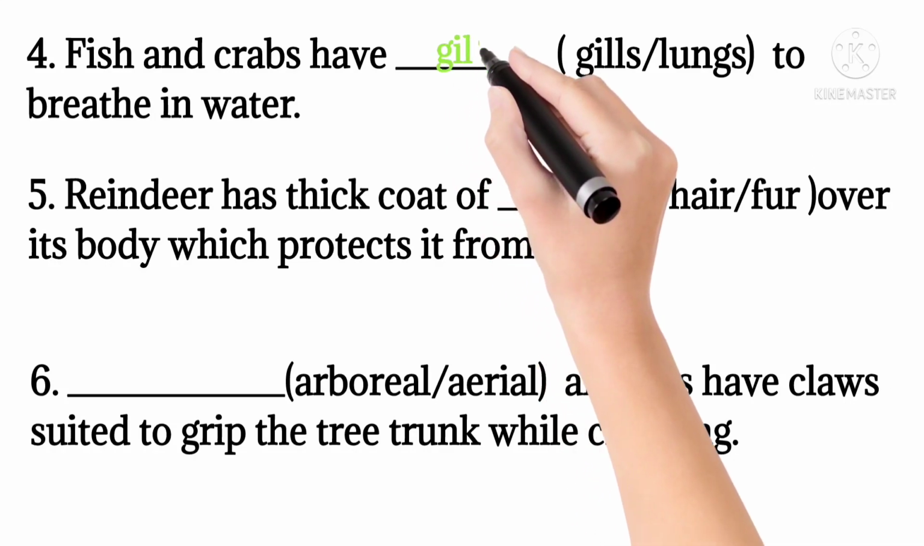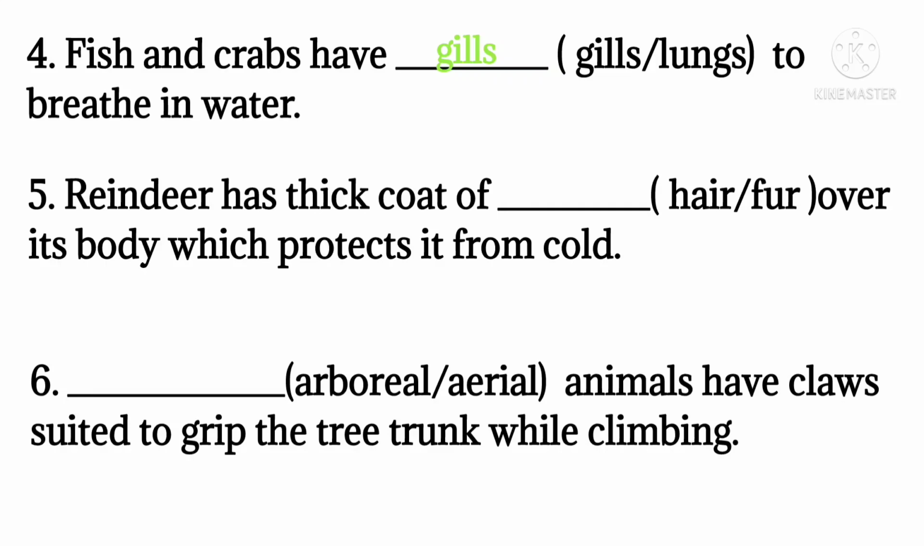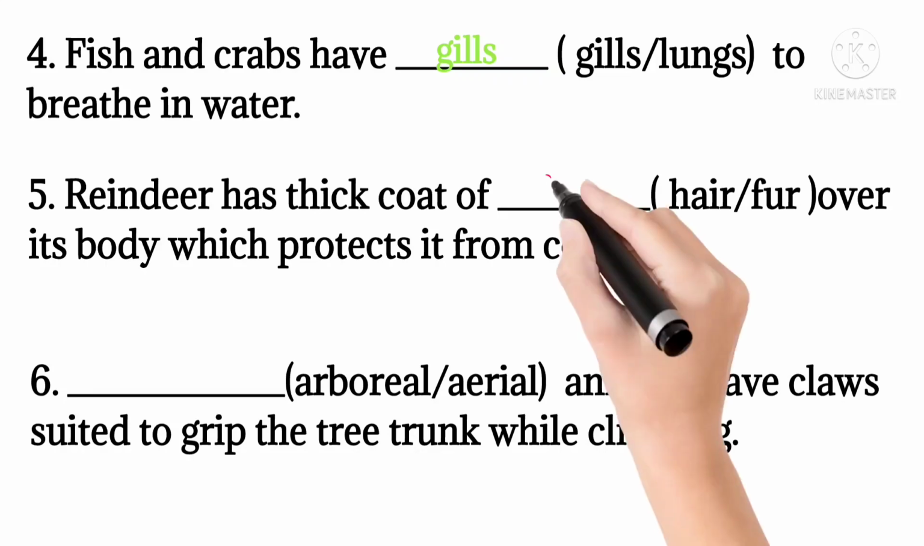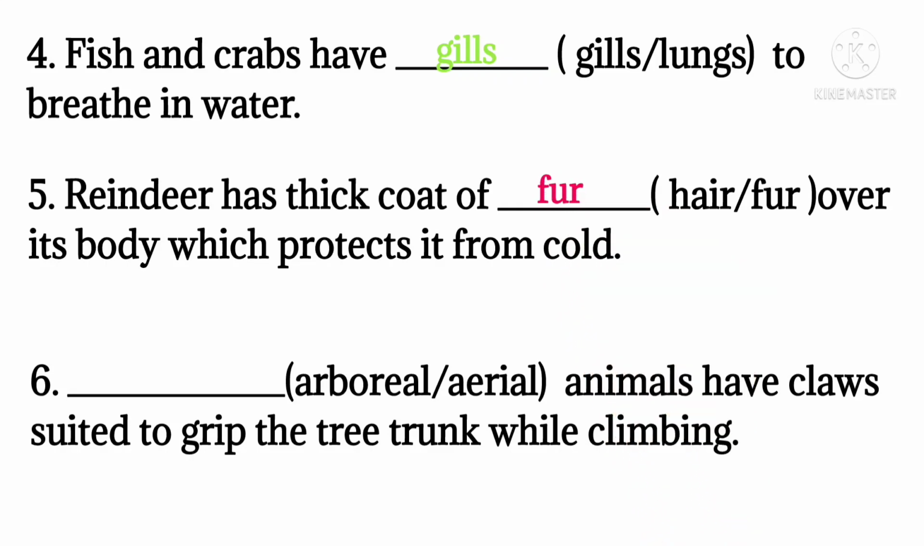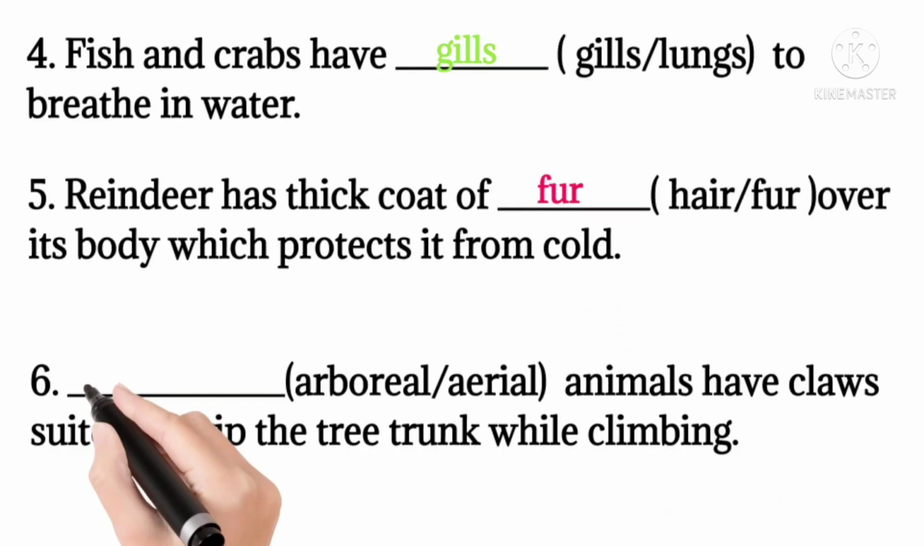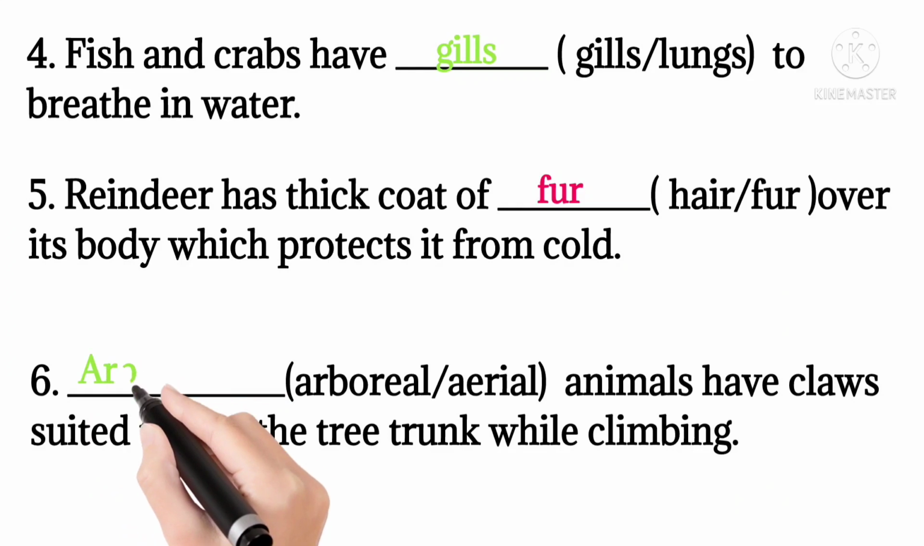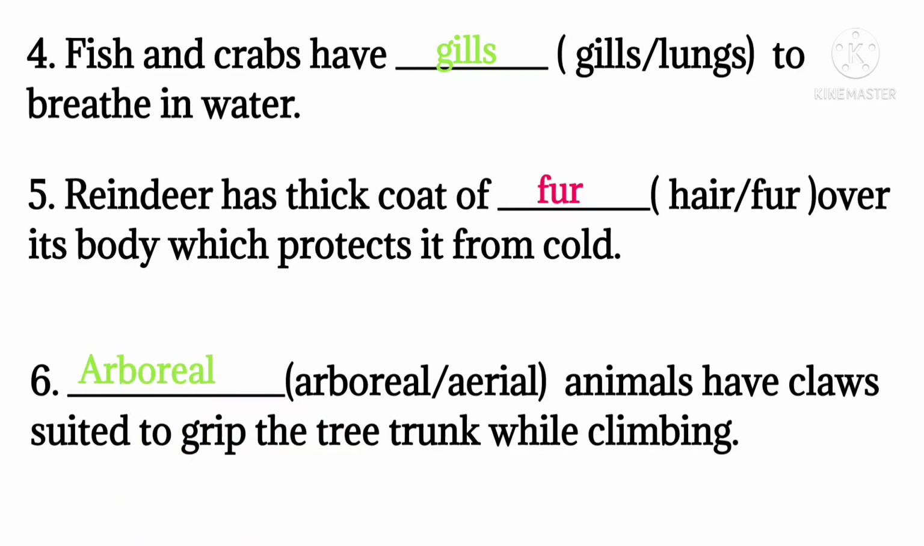5. Reindeer has thick coat of hair or fur over its body which protects it from cold. Correct answer is fur. The thick coat of fur over its skin keeps them warm. 6. Arboreal or aerial animals have claws suited to grip the tree trunk while climbing. Correct answer, arboreal, because arboreal animals spend most of their lifetime living on trees. This adaptive feature helps them to climb the tree, as well as they have broad hip bones that support them while moving on the trees.